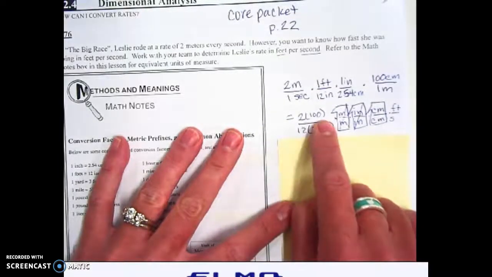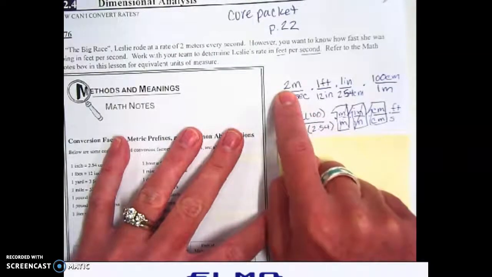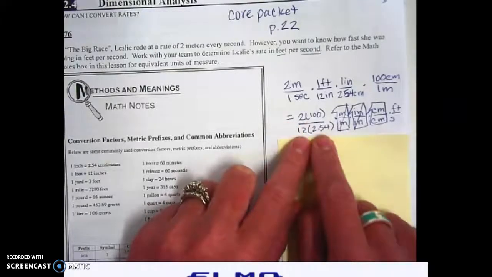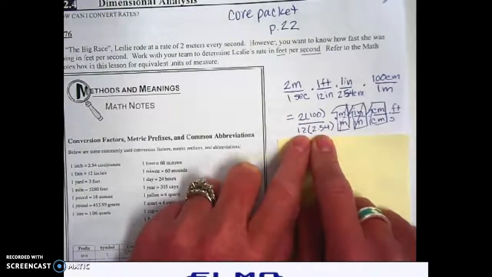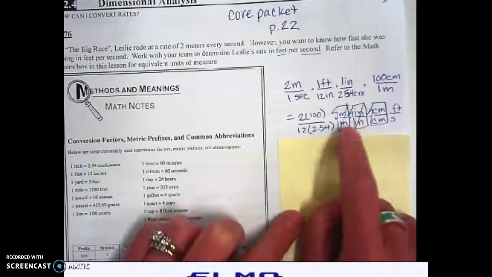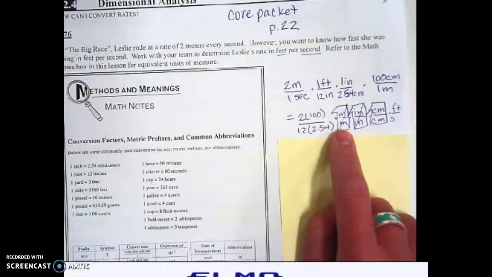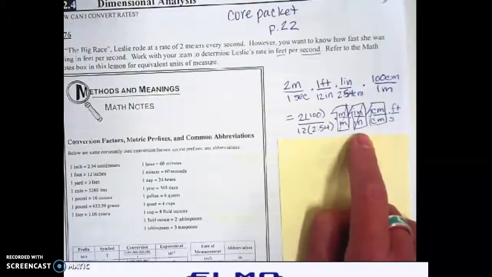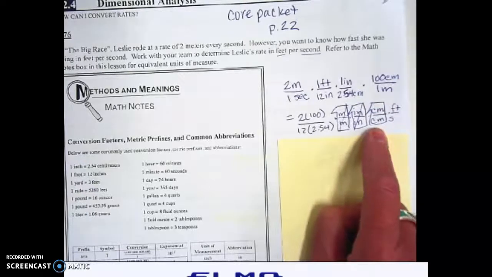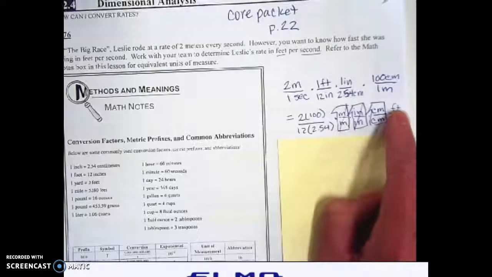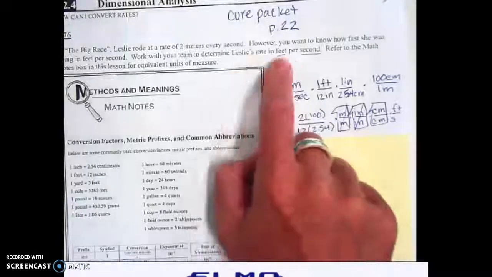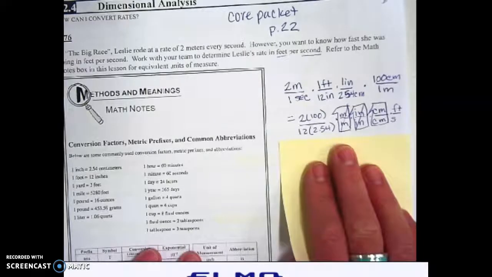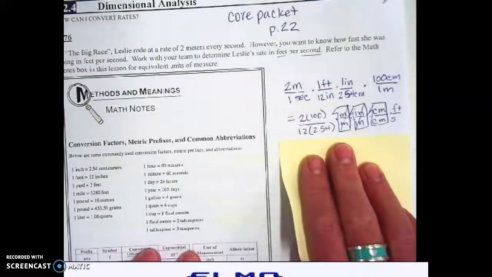I grouped the 2 and the 100 together. So from the numerators up here, I got the 2 and the 100. And in the denominator, I got the 12 and the 2.54. And then I made what they call giant ones with the meters. They're going to cancel with the inches. They're going to cancel with the centimeters. And I'll be left with just the feet per second, which is how they want our answer. Feet per second.